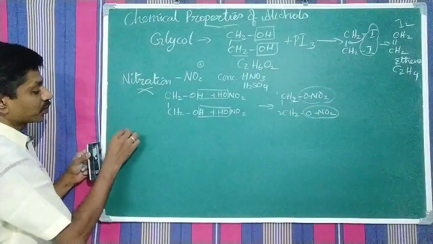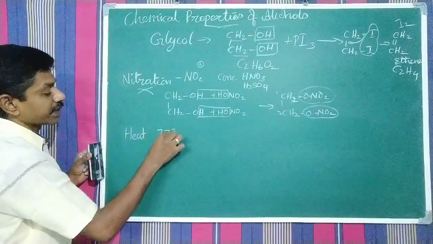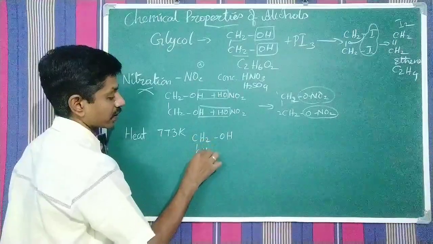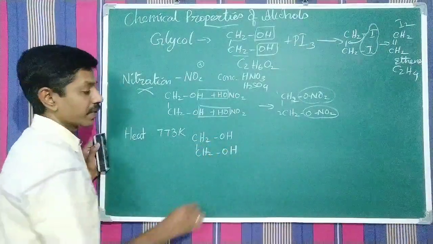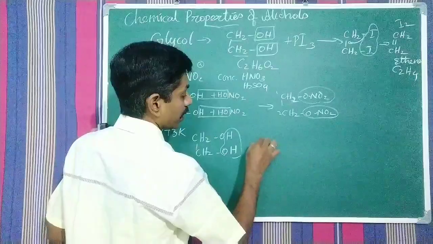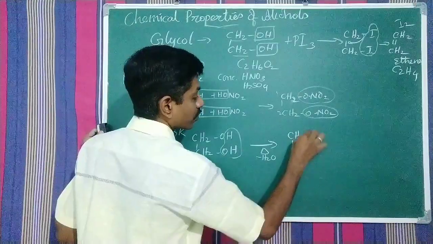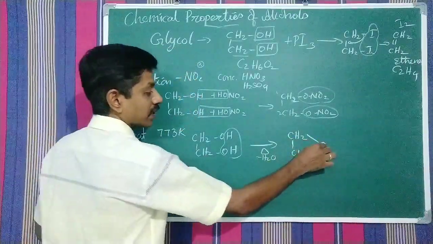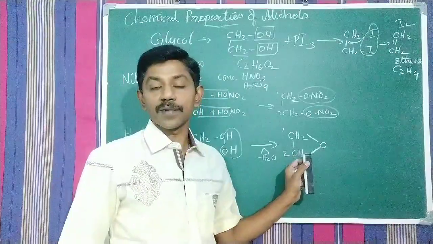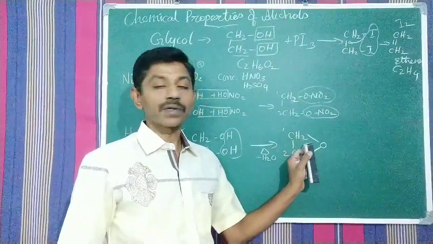The next one we have to talk about is the formation of epoxide, by heating at 773 Kelvin. So ethylene glycol, as you know, has the formula CH2OH, CH2OH. When you heat it, a molecule of water will get removed. Thereby you will get CH2 single bond CH2 with oxygen connected. So 1,2 epoxyethane is the name of the compound. Ethylene oxide is otherwise known as 1,2 epoxyethane.